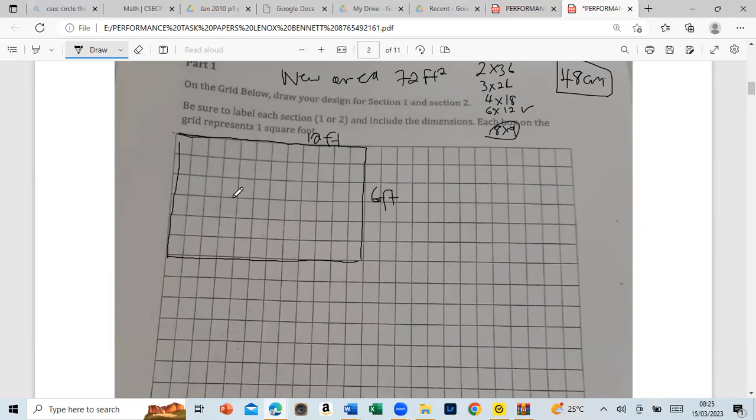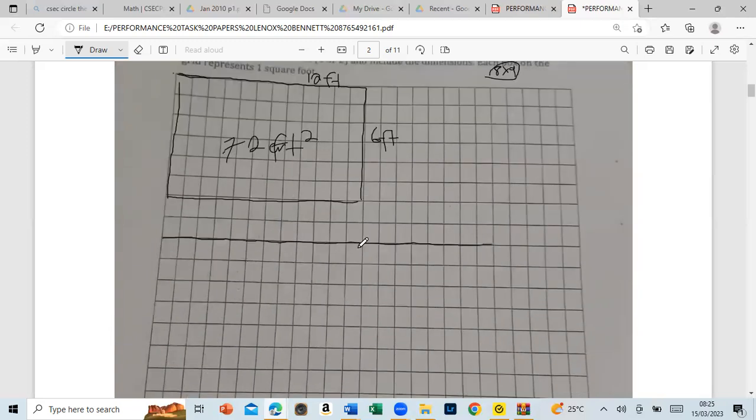So this is the area 72. So we use the per centimeter. Alright, so I'm going to go with the 20. 1, 2, 3, 4, 5, 6, 7, 8, 9, 10, 11, 12, 13, 14, 15, 16, 17, 18, 19, 20. Alright, and so that part is 20 feet. Remember, I should have a perimeter of 48. 1, 2, 3, 4. So this is what I chose to do.